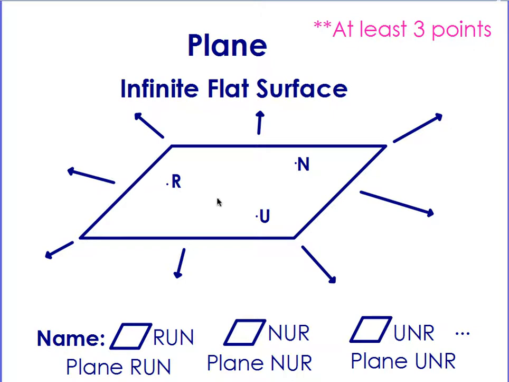I can use more than 3 points if I'd like. And when I name that plane, I can use any combination of those 3 or more points. Order absolutely doesn't matter because they're all within the same plane. The symbol for plane kind of looks like a rhombus, or you could extend it out just a little bit and have a quadrilateral. But I could use the symbol for plane, meaning plane RUN, plane NUR, and so on. Or I could use the word plane instead of the symbol.